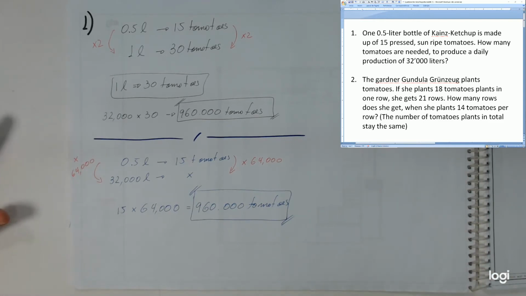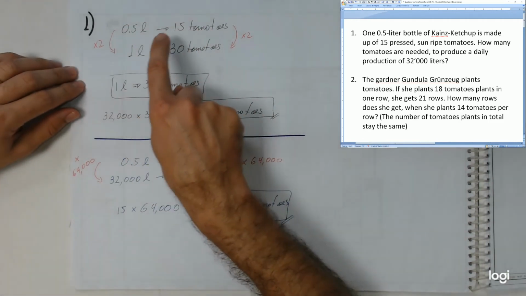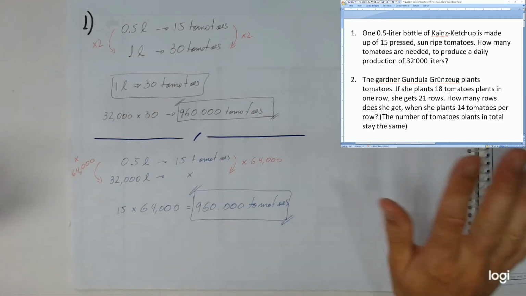This is the first problem. It is just about ratios and it is very easy. This leads to this, this leads to that. Simple as that.